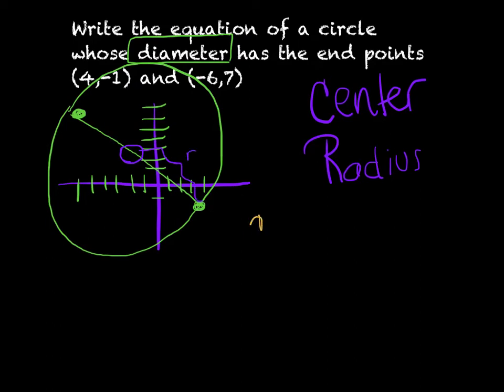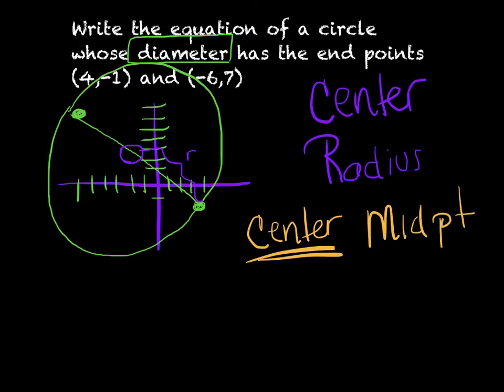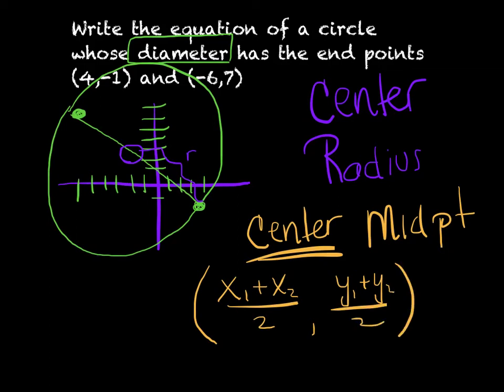Let's talk about getting the center first. How would you describe the center? The center is the what of that line. Hopefully you're saying midpoint. All right, so let's review our midpoint formula. This is not given on the exam. The midpoint is the average of the x's: (x1 + x2)/2, comma, (y1 + y2)/2.